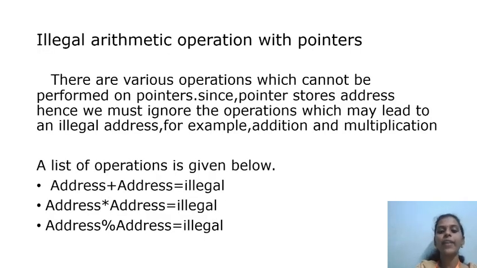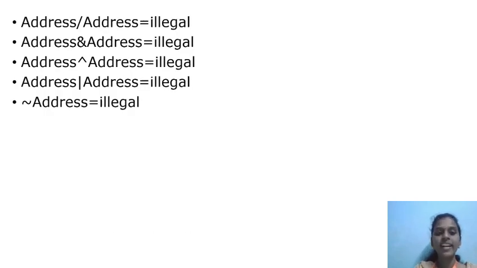Illegal arithmetic operations with pointers. There are various operations which cannot be performed on pointers. Since a pointer stores an address, we must avoid operations which may lead to an illegal address, for example, addition and multiplication. The illegal arithmetic operations with pointers are: address plus address, address into address, address modulo address, address divided by address, address and address, address xor address, and address or address. All of these are illegal.